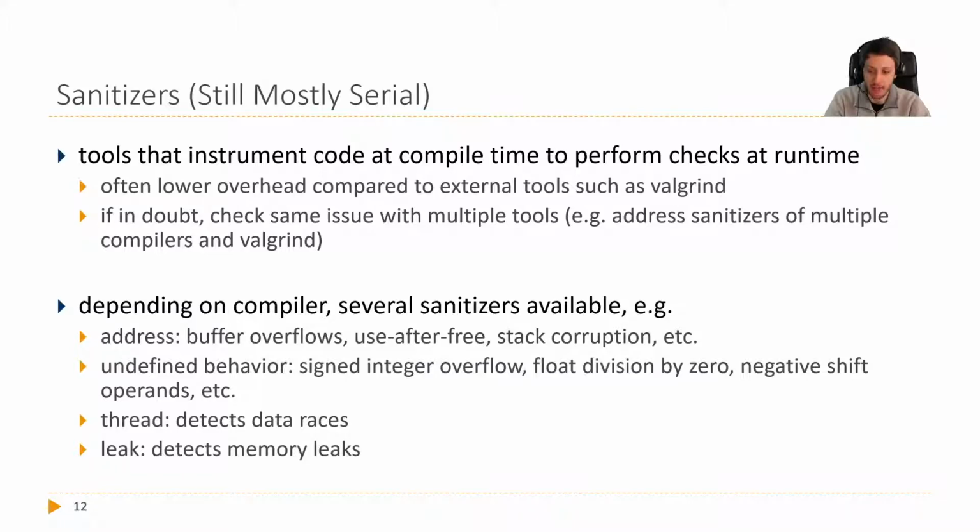There's a thread sanitizer for detecting data races. There is a leak checker that can detect memory leaks, which is basically the same as the memcheck tool of Valgrind, and so on. So I'm not giving a complete list here, not even specific names, because all of this really depends on the compiler that you're using, just to give you an idea of what's out there.